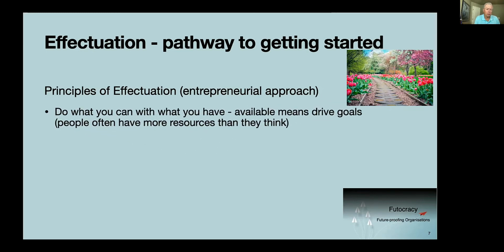The first principle here is really critical, and it's simply doing what you can with what you have. This is a critical difference between effectuation and causation. The normal approach is you come up with goals and then you back into the resources you need to reach those goals, such that you are always focusing on resource acquisition. Effectuation flips that around and looks at the means. What do you have in resources, people, knowledge, budget? What can you do with those resources? And that drives the goals themselves. In this particular case, the means drive the goals.